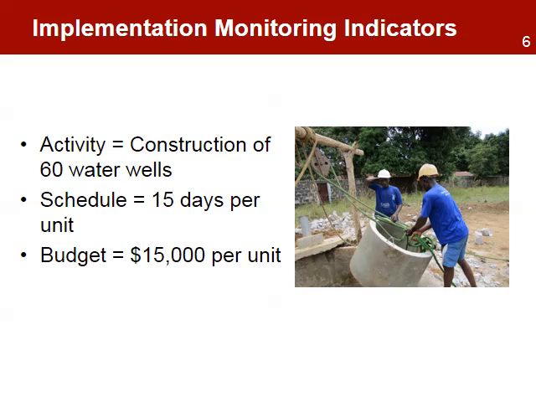Implementation monitoring indicators are the indicators that track the performance of the implementation process. These include scope, schedule, and budget. Scope is all the approved activities. Here the indicators use a measure of quantity, for example, to build 60 water wells. A schedule includes the time that each activity will take to complete. Here the indicator is a measure of time. For example, the construction of a water well takes 15 days.